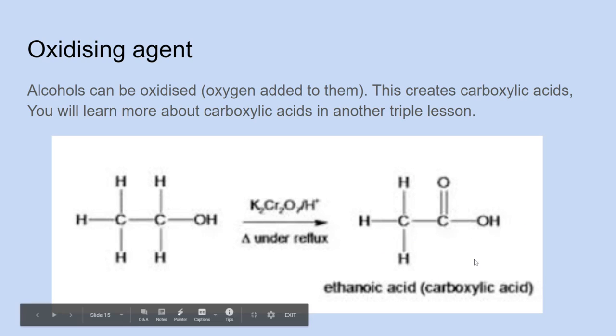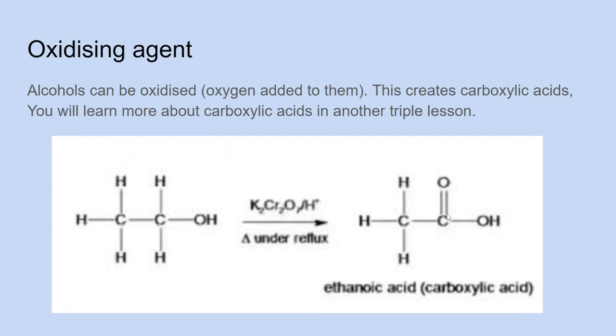So we've got ethanoic acid here. So 2 hydrogens have been removed, and an oxygen with a double bond has been added on. This part here, the C double bond O and the OH, is the functional group for a carboxylic acid. Now you will learn about carboxylic acids in another triple lesson, okay? That's the next one that will come out.